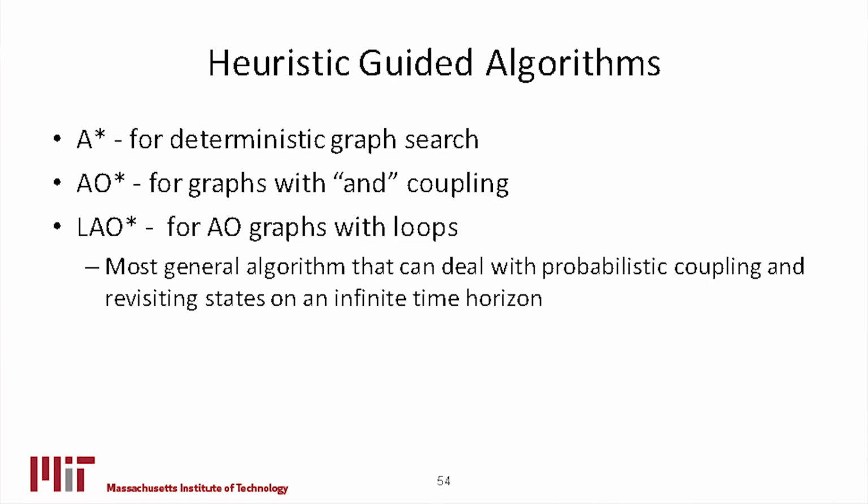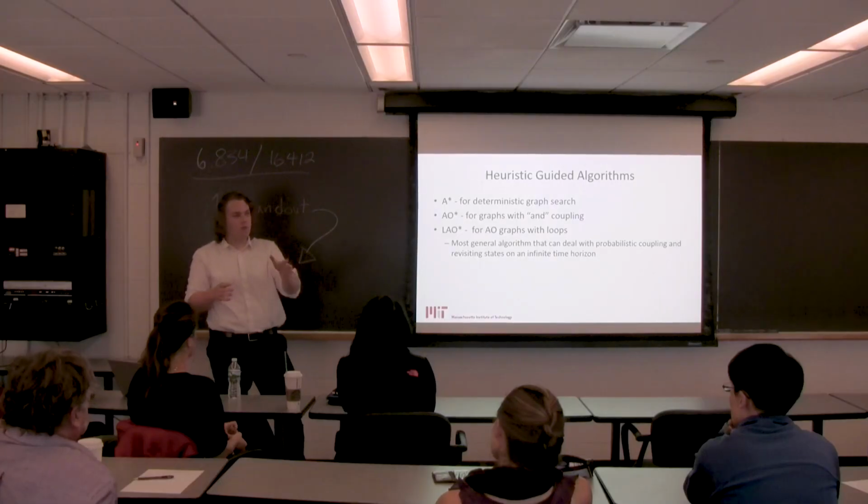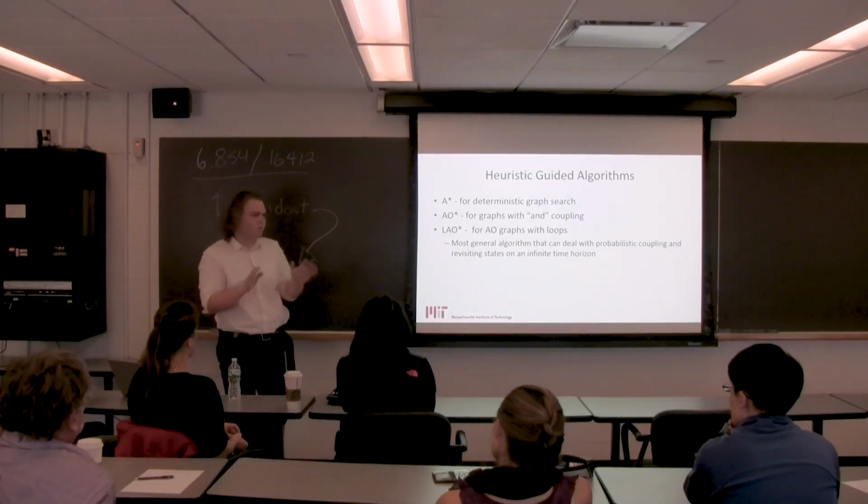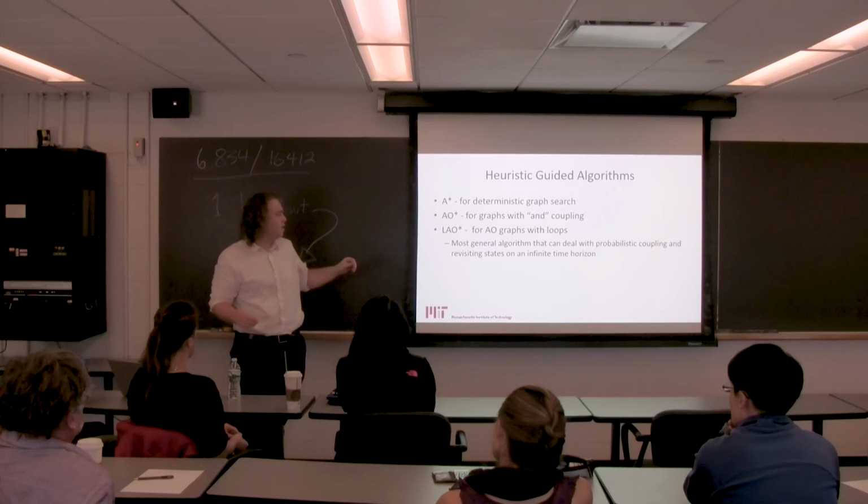AO star is an algorithm we can use to search for graphs that have this sort of AND coupling. AO stands for and/or graphs, as opposed to the simple graphs that we used to. The AND is kind of a way to express probabilistic coupling between edges. So if we explore one thing, we might have to explore other portions. We'll discuss that a little bit more in the next slide.